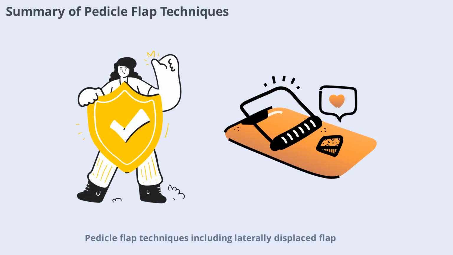Pedicle flap techniques, including laterally displaced flap, double papilla flap, and coronally repositioned flap, offer effective solutions for managing gingival recession. Each method has specific indications, advantages, and limitations. Understanding these techniques enables clinicians to select the most appropriate approach for each patient, ensuring optimal outcomes and patient satisfaction.